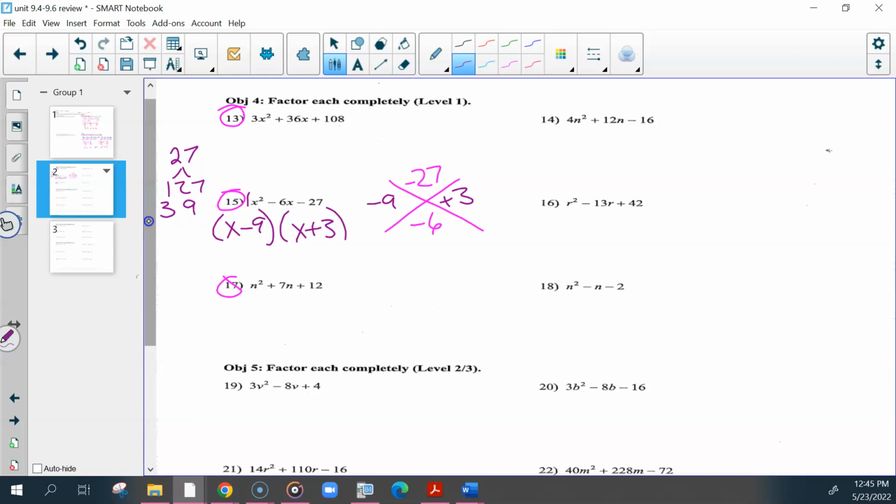17, same thing. We're looking for two numbers that multiply to be 12, but add to be 7. 4 and 3 would work. Those would both be positive. And again, we have a 1 here, so we can jump straight into our factors. n plus 4 and n plus 3.